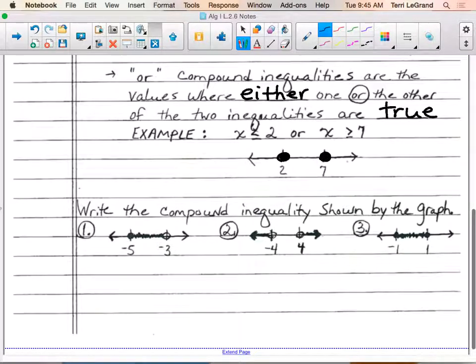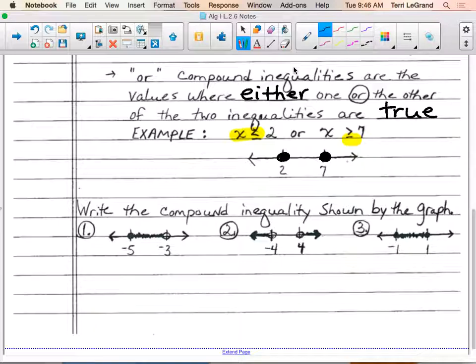Okay. But wait a minute, 7 is not less than 2. So it satisfies the equal to part of this one, but 7's not less than 2. I don't think 7 is less than 2. But what's the reason that 7 can be a solution in this one? Because it's or. It has to satisfy one or the other. It does not have to satisfy both of them. So that's important that we understand that.